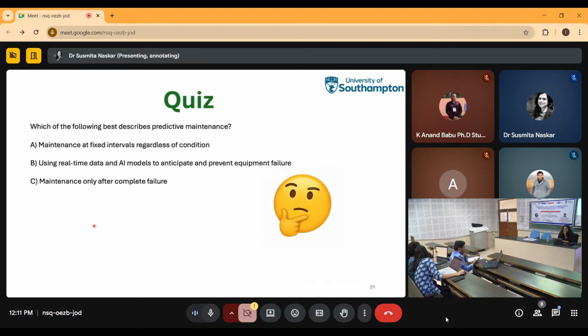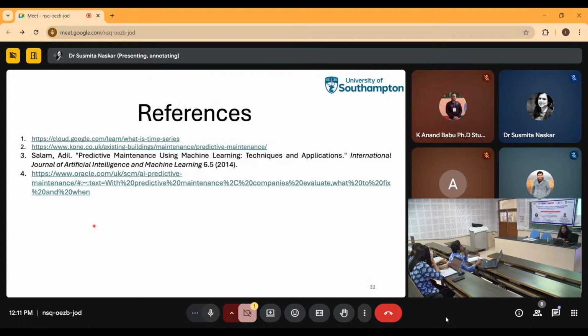And which of the following best describes predictive maintenance? Maintenance at fixed intervals regardless of the condition. Using real-time data and AI models to anticipate and prevent equipment failure. Or maintenance only after complete failure. No. B is the correct answer. Clear to everybody?